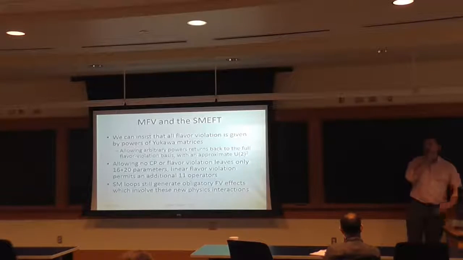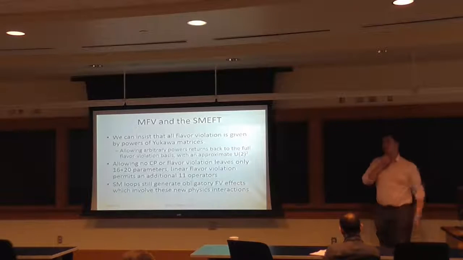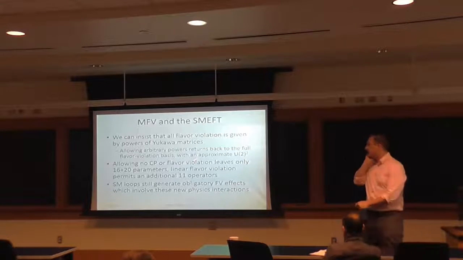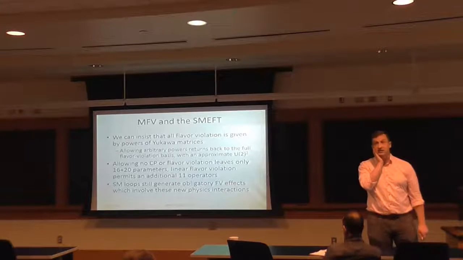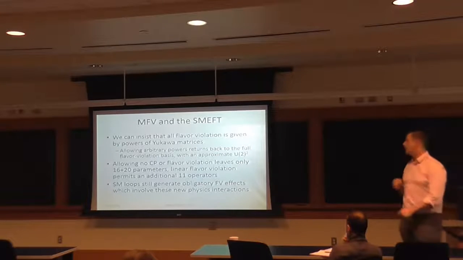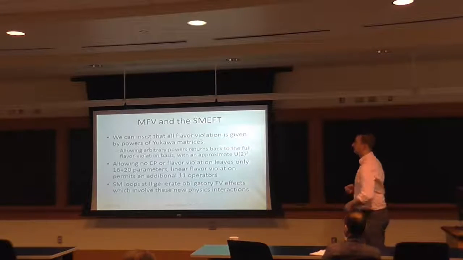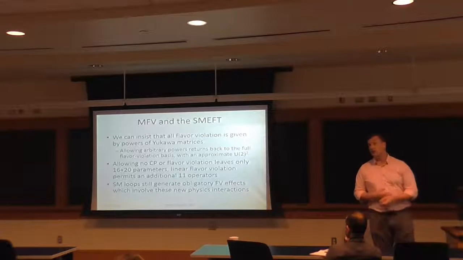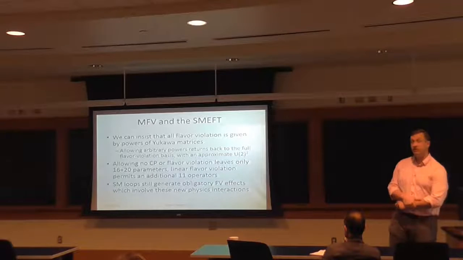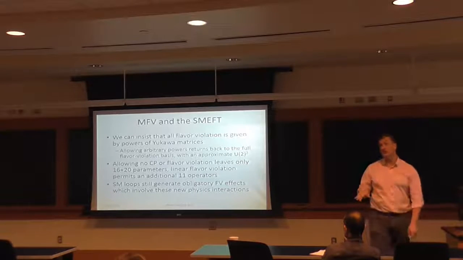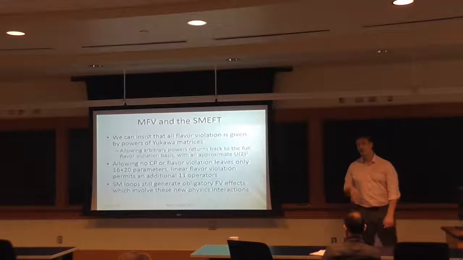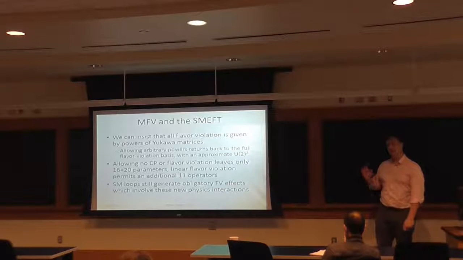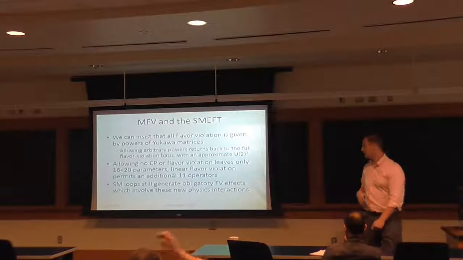If you turn on arbitrarily high powers of the Yukawa matrices, you actually get back to a full flavor violation basis. But if you say, well, the top coupling is big, the bottom coupling is kind of big, the others are small enough that I'm going to neglect them, you end up with this approximate U(2)^2 flavor symmetry between, say, down-strange and up-charm, and top and bottom can go and do their own thing completely.